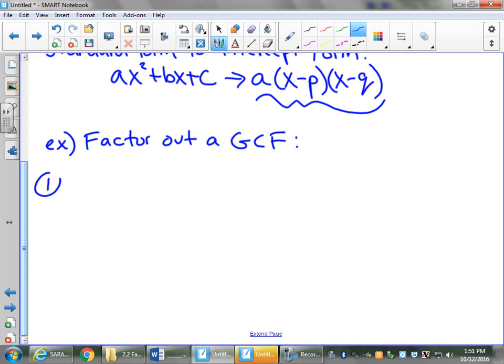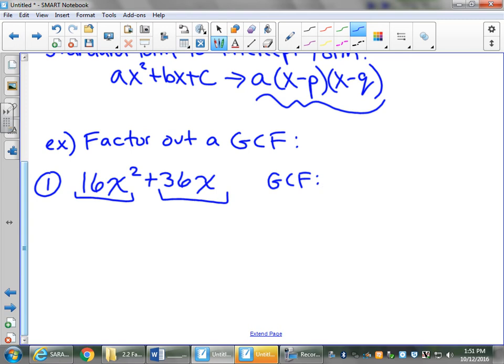So first example, I gave you 16x squared plus 36x and asked you to factor that. You would look at each term in our binomial and see what they have in common. Well, 16 and 36 can both be divided by 4. Both terms also have at least one x. Therefore, the GCF of this problem would be 4x. And that's what we're going to factor out of each term. When you're factoring it out, you're dividing it out of each term.